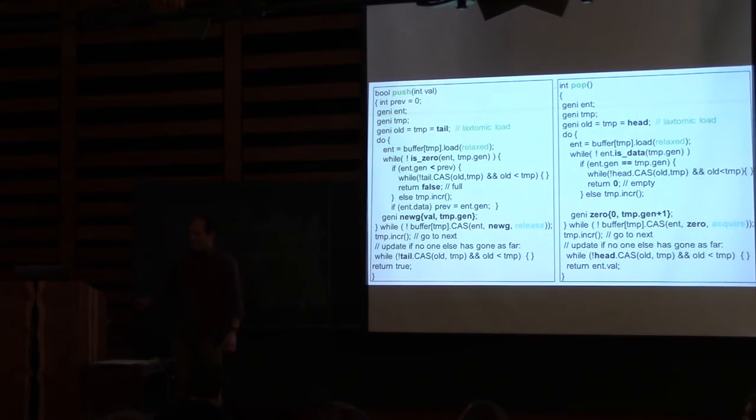Explain to me why you can't have generation three. You can't. Actually, a new thread coming could load a generation of three, if you have a lot of threads that come in.